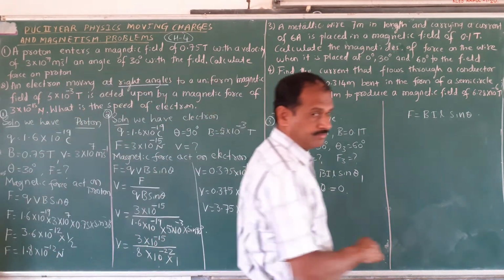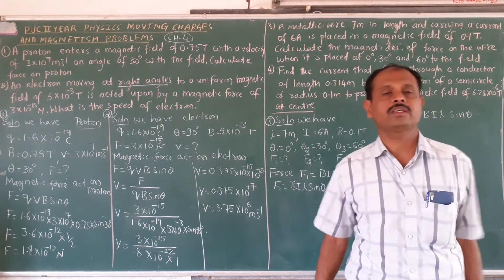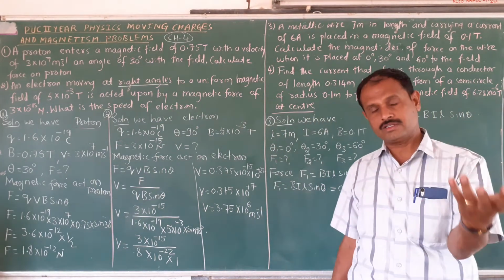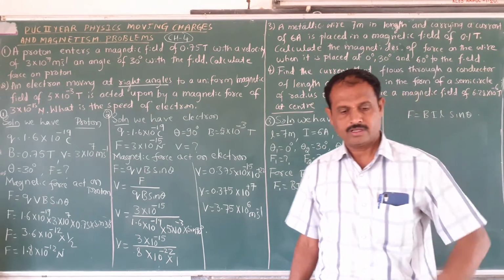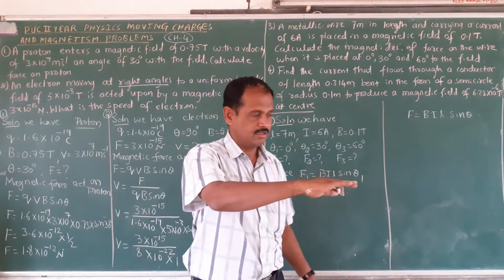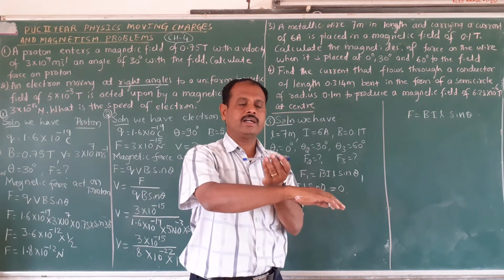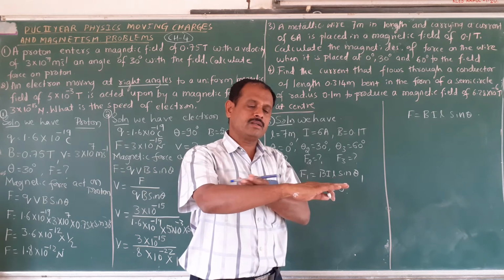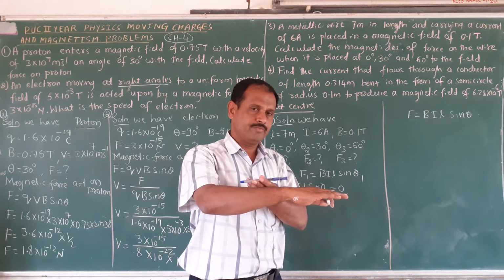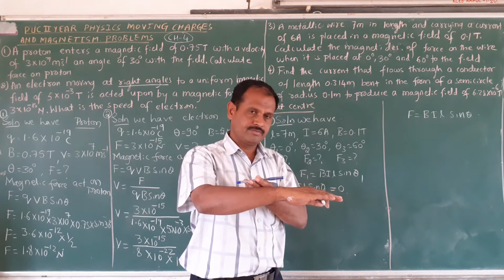To discuss the different cases: when theta is equal to 0, when theta is equal to 90 degrees, when theta is equal to 180 degrees, like that. Suppose this is the magnetic field, and this is the conductor. Suppose your conductor is placed like this, along the direction of the magnetic field. It means theta equals 0. There is no force acting on the conductor.